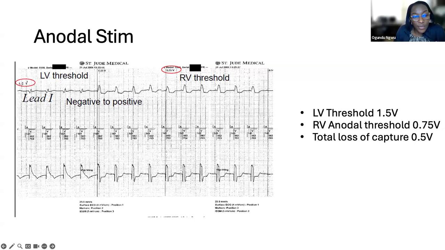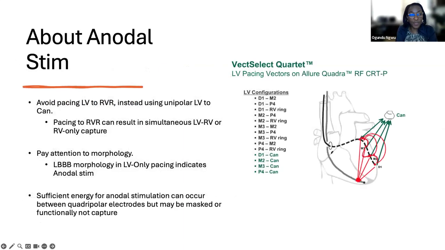Yeah, that's a very good point to know, because if you look at the EGMs, you will think, oh yeah, this is great, I have capture all the way down here. But meanwhile, you lost real capture of the LV, and what you have going on there is local RV capture. So it's really important to note that this is something that can happen, and you'll just be pacing the RV and the patient will have absolutely no improvement, or as AJ said, could even be worse.